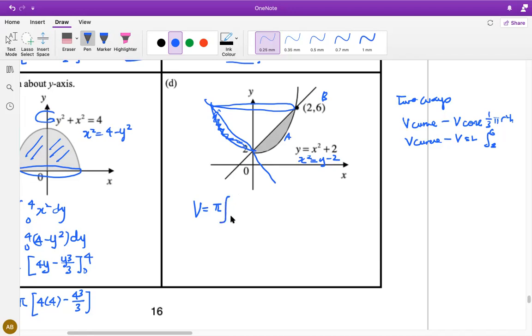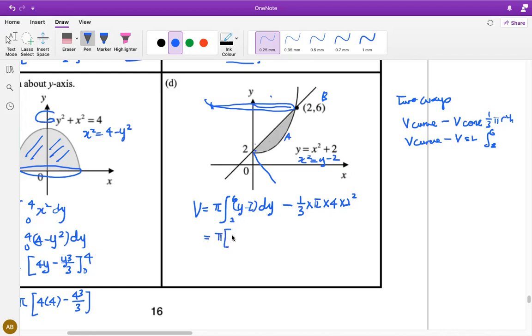So this one will be from 2 to 6. Let me rub off this. So 2 to 6, that is y minus 2 dy. Then you minus this, the white area will be the cone, right? So there is 1 over 3 times pi times the height. The height will be 6 minus 2, so that is 4. And then multiply the radius, which is 2, so 2 squared. Now we can integrate.